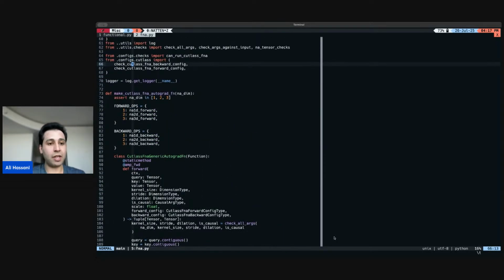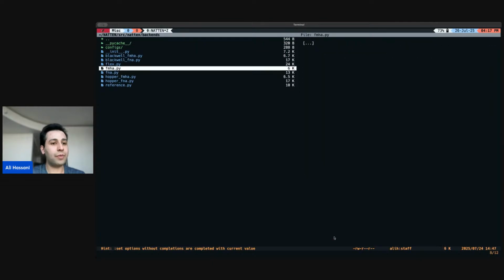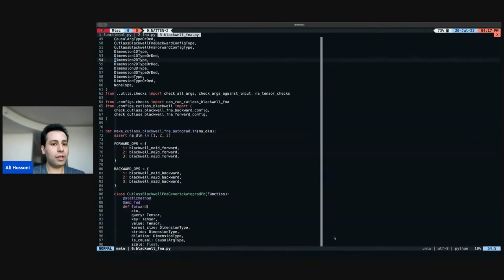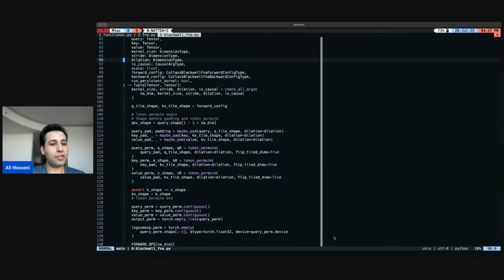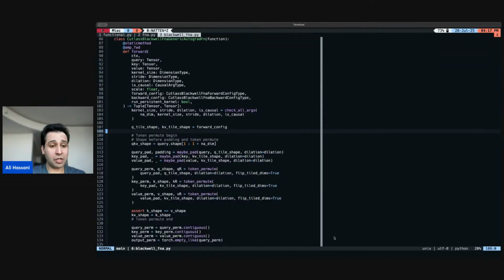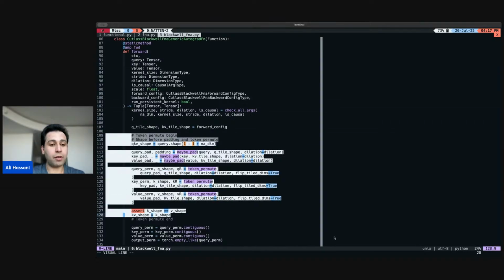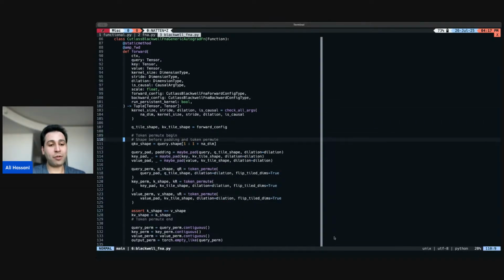That's the mindset. But then if you look at something like, let's say, Blackwell FNA, it looks a little bit different because we have this token permute bit right here. So in your forward pass, you have to do token permutes, and token permute is comprised of, well, you might need to pad it first before you can do the permute.